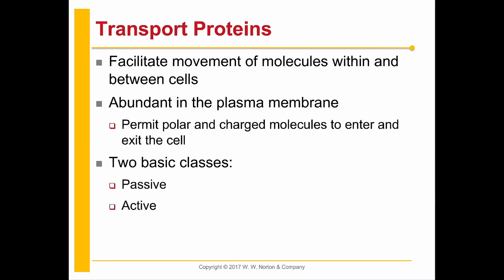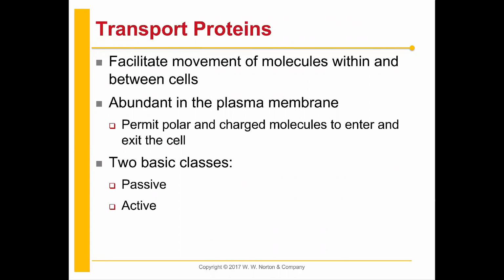Our big classification, this is, I think, our second one. So we have transport proteins. Transport proteins are really there to facilitate movement. So that's movement within one cell, or movement from one cell to another cell. Could be really close, could be really far away. And so you'll find them a lot of times in the plasma membrane. And when they're embedded in the plasma membrane, really what you want them there for is to facilitate movement of polar or charged molecules into and out of the cell.